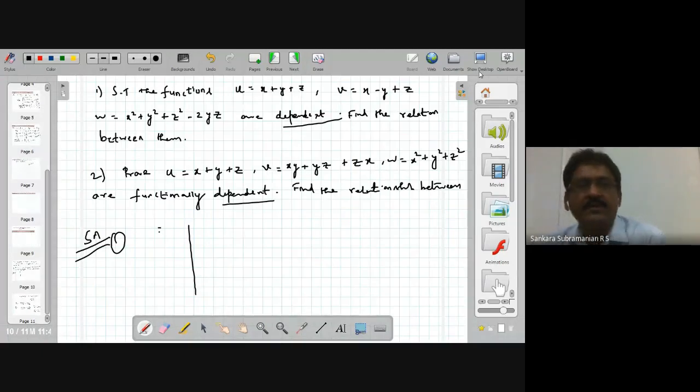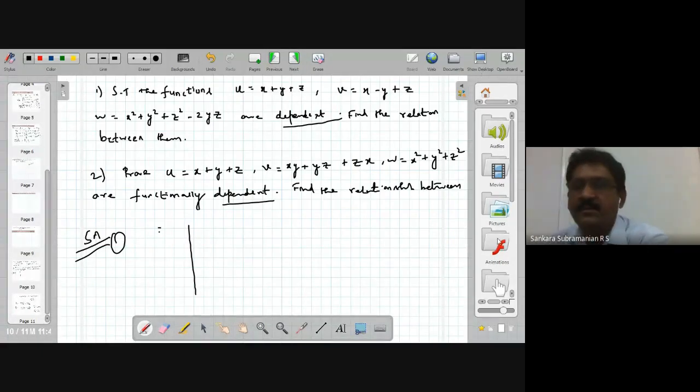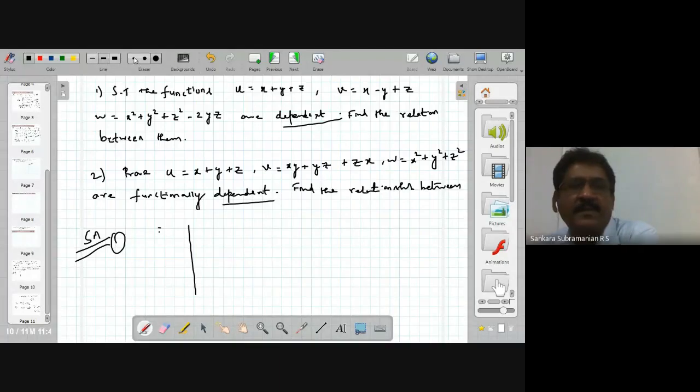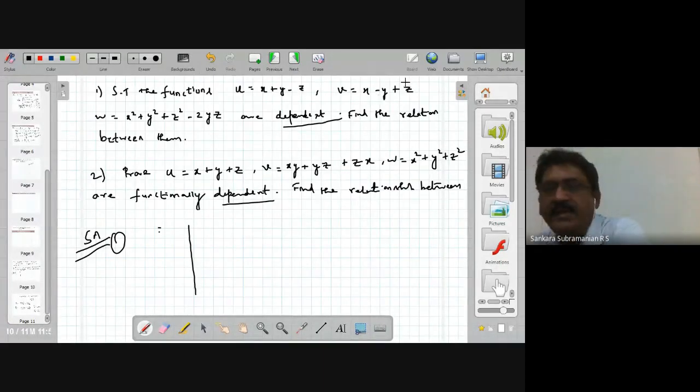u equal to x plus y plus z, this is x plus y minus z. Sorry. u equal to x plus y minus z, and v equal to x minus y plus z, w equal to x square plus y square minus 2yz. Now, at which place has the mistake happened here?